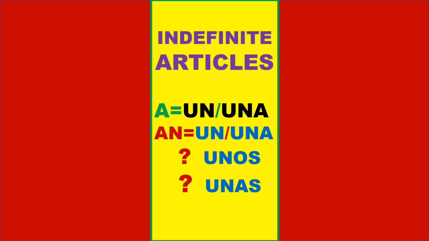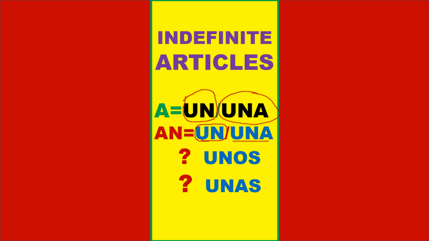Indefinite articles in Spanish. Okay, my dear friends. Well, in Spanish we have these indefinite articles. Okay, so we have these ones. For example, for a, we have the equivalent that is un or una. Okay, un or una. Then we have the same for an.